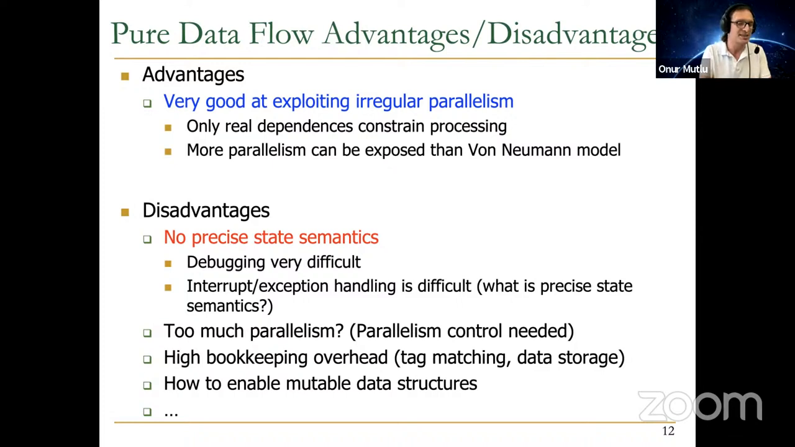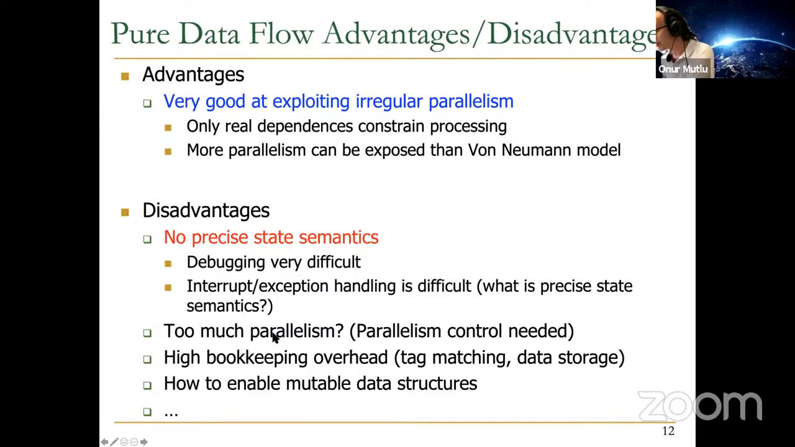And also on top of this, you don't get the benefits that precise state semantics and precise exceptions enable, like precise interrupt and exception handling, right? So basically, because you don't have precise state semantics, you need to somehow solve these problems. And it's very difficult to solve these problems without giving up some of the data flow principles, basically. Let me put it that way. I don't want to go into more detail because clearly this is a research problem right now that people are not trying to solve as much. In the past, they were trying to solve this a little bit more.